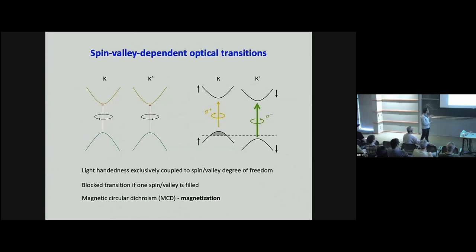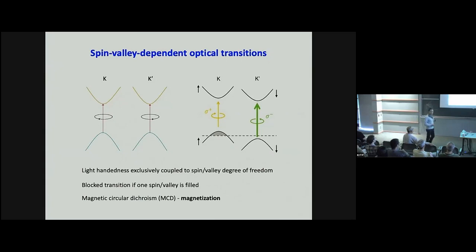Another thing that's quite unique about this material I want to mention now is that there is this unique optical selection rule: left-handed light can only couple electron-hole pair excitation at the K valley, and right-handed light only for the K prime valley. If you remember the band structure of the system, the spin and the valley are also coupled, so it's also selectively coupled to a particular spin for this optical transition.